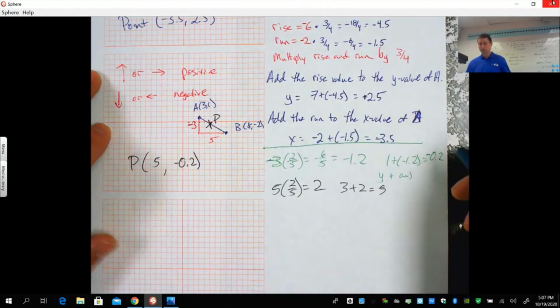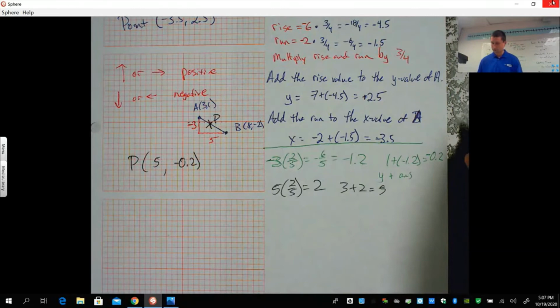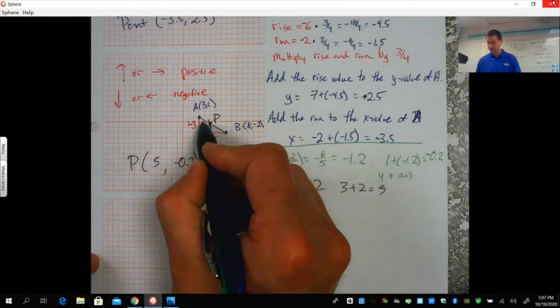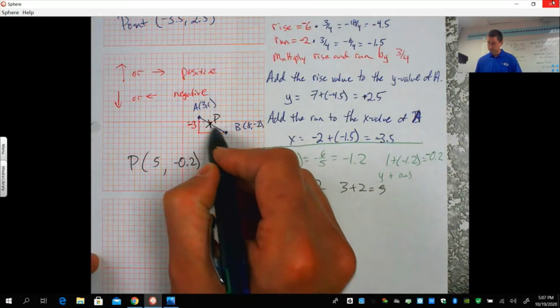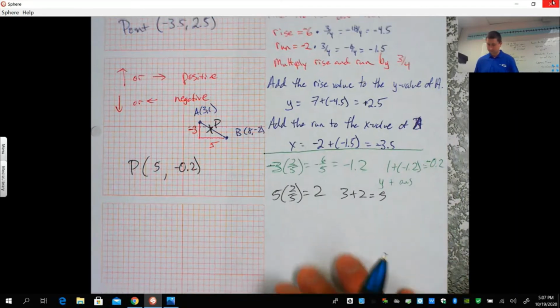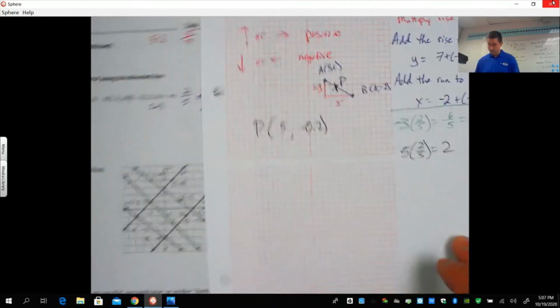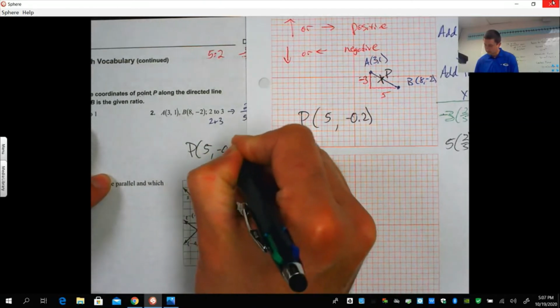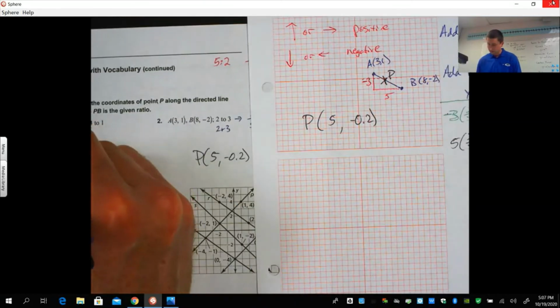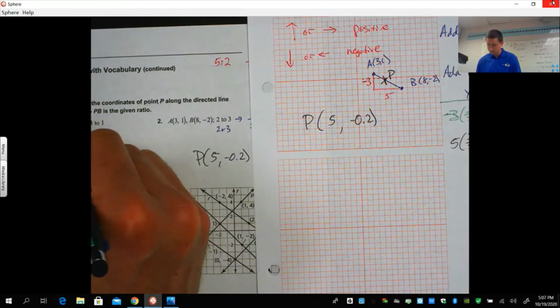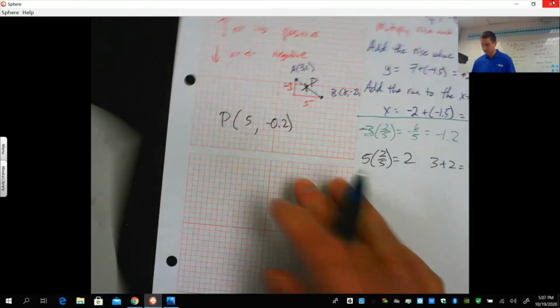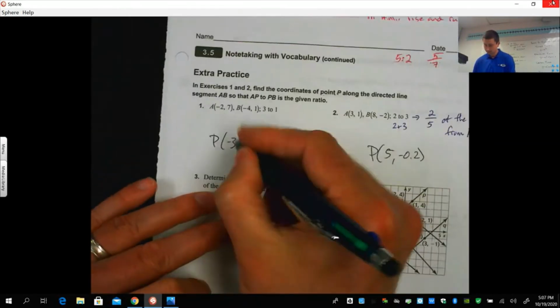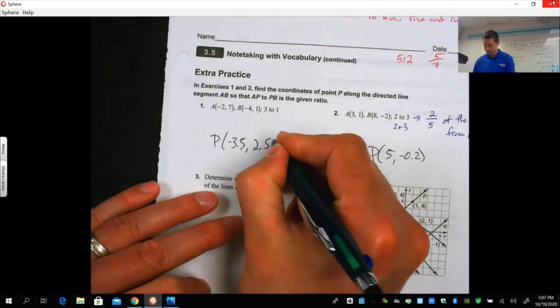That's 2/5 of the way from A to B. Ratio of 2 to 3. 2 of these segments and 3 of those segments would all be congruent. All right, good job. So number 2, the point was 5, negative 0.2. Number 1, the point P was negative 3.5, 2.5.